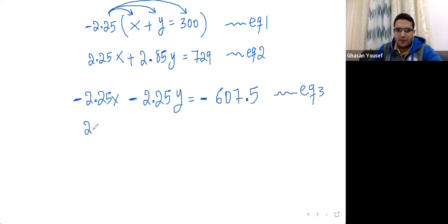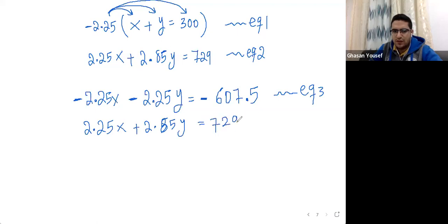And I have already 2.25x, equation number 2, plus 2.85y equals 729. So this is step number 1. So step number 2, I'm going to add the equations. This is equation number 2, this equation number 2. I just copy and paste, just copy this equation and put it in.